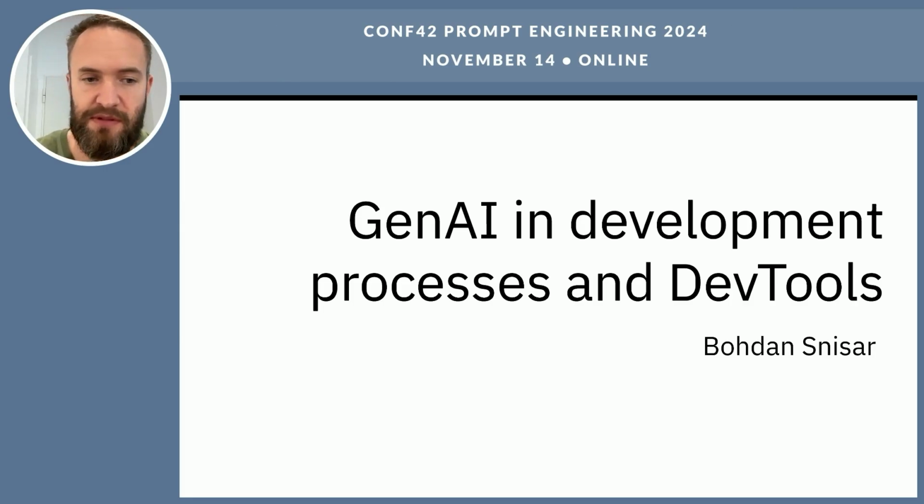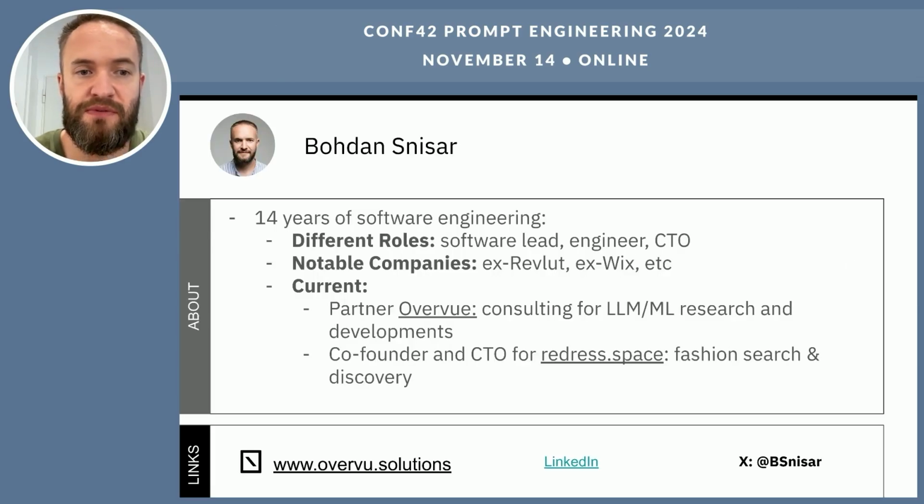My name is Bohdan Snisar. I have 14 years of software engineering experience and have had different roles: software lead, engineer, CTO, at remarkable companies like Revolut and Wig. Currently I'm a partner at Overview, which is consulting for LLM and machine learning research and development of products. I'm also co-founder and CTO for Red Space, a fashion search and discovery platform for finding clothes.